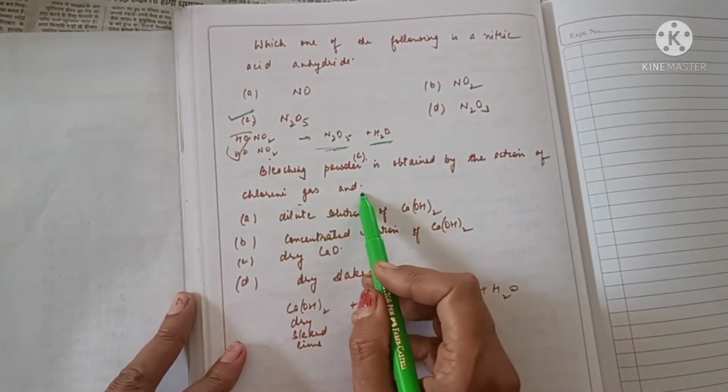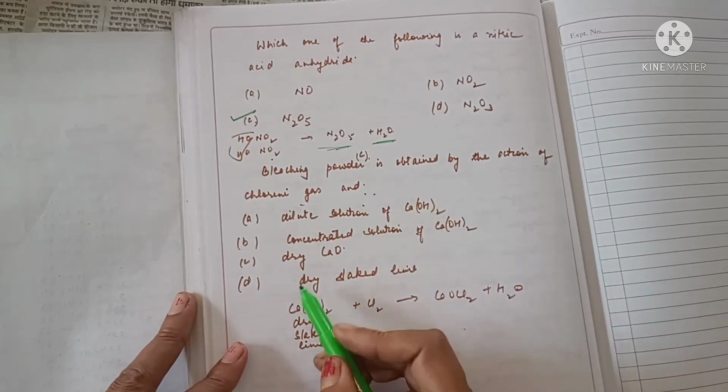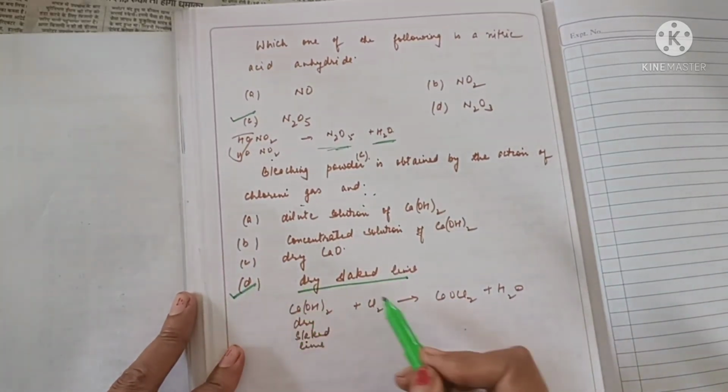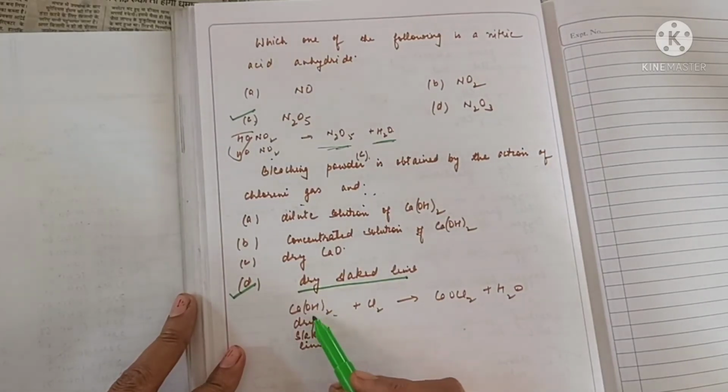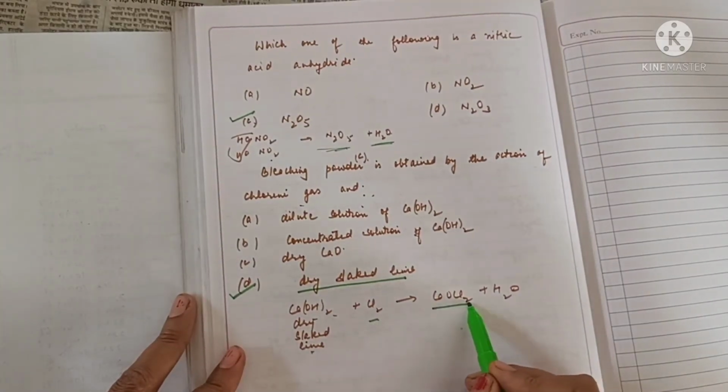Bleaching powder is obtained by the action of chlorine gas and dry slaked lime. We have already done this reaction. Dry slaked lime reacts with chlorine to form bleaching powder and water.